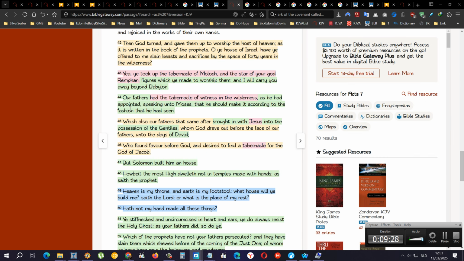So let me read it again. So for Acts 7:44, our fathers had the tabernacle of witness in the wilderness, as he had appointed, the Heavenly Father appointed them to do so, speaking unto Moses that he should make it according to the fashion that he had seen in his head, because the Most High gave him a vision.